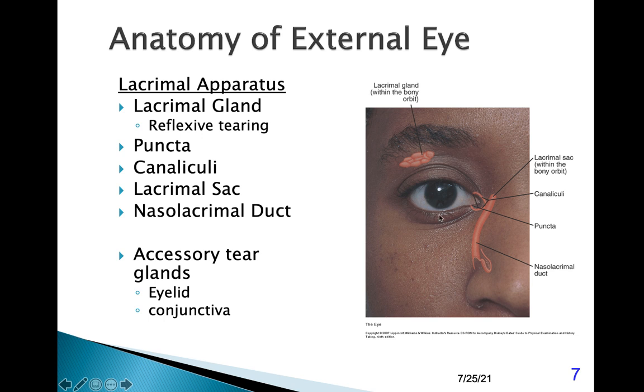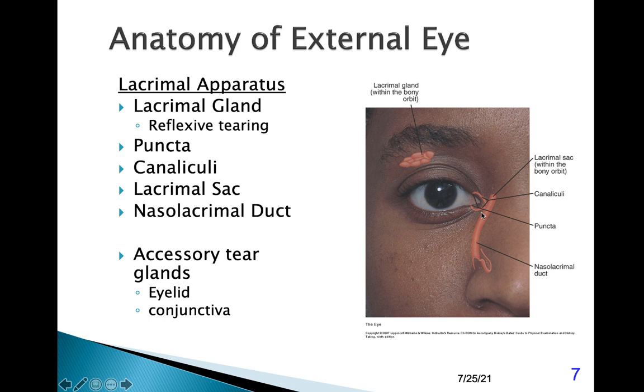So the eyelid at the bottom forms a trough. And so every time you blink, that trough of tears is washed over the cornea. Whenever the tear film does drain out of the eye, it drains out from the puncta, which is over by the medial canthus area. It goes from the puncta into the canaliculi, then from the canaliculi into the lacrimal sac, and then into the nasolacrimal duct.